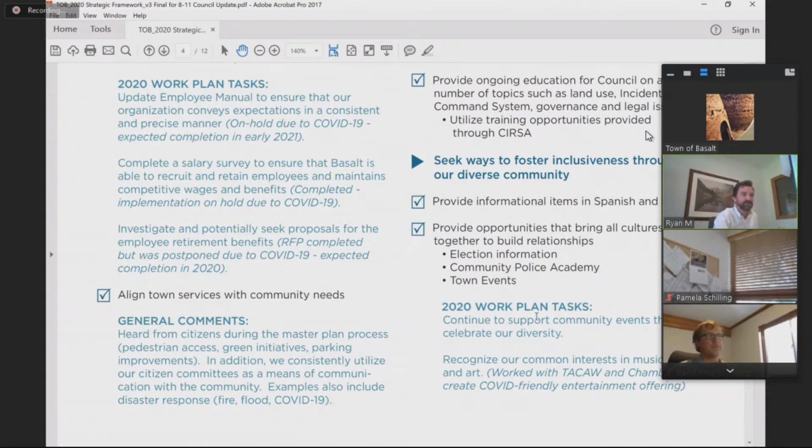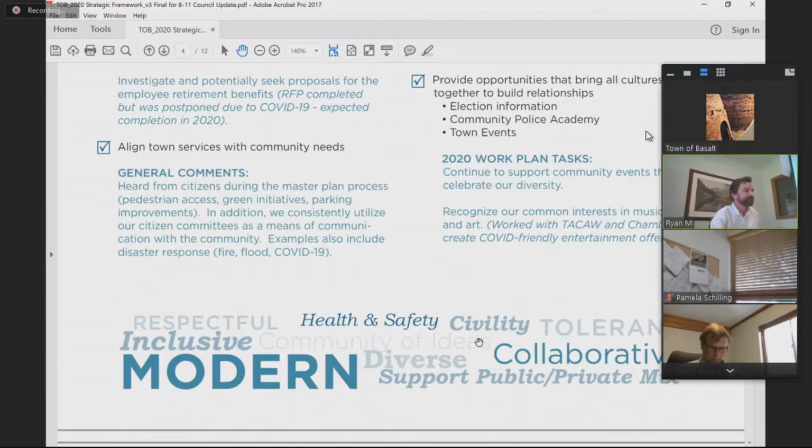Unfortunately, this year, under the 2020 work plan task, continue to support community events to celebrate our diversity. We were not able to have the salsa that we had resurrected last year as one example, but we were able to have community events that hopefully bring people out. And I think this is something for us to continue to work on as well. But working with TACA and the chamber and bringing the buskers out into the different areas of town seems to have been well received.